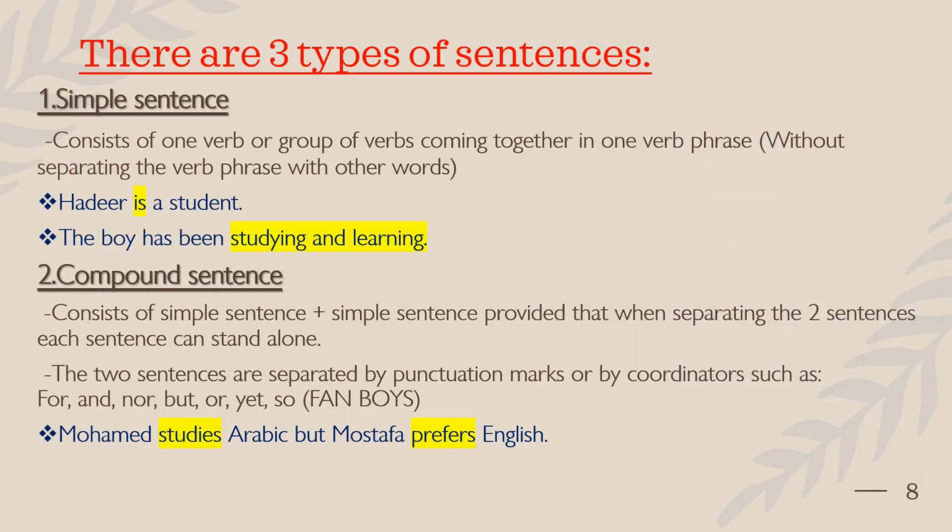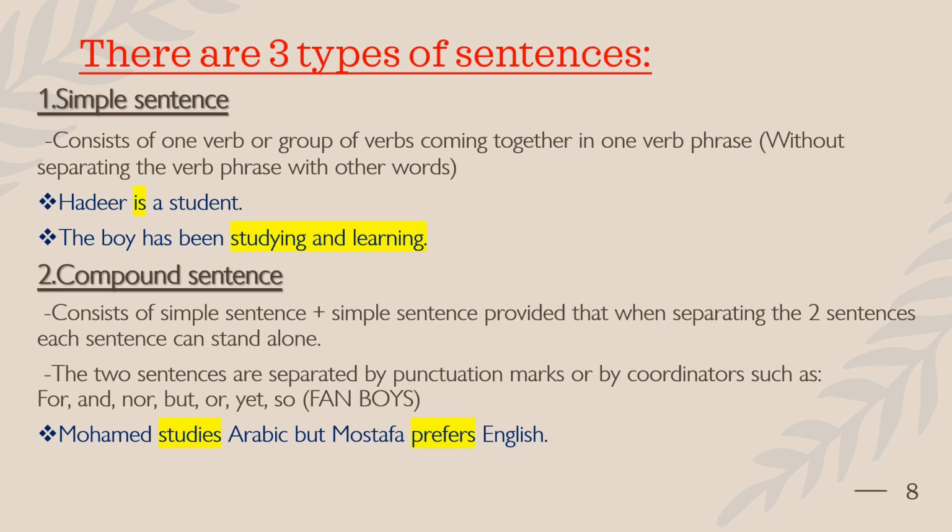There are three types of sentences: simple sentence, compound sentence, and complex sentence. A simple sentence consists of one verb or a group of verbs coming together in one verb phrase, without separating the verb phrase with other words. For example, Hadir is a student. "Is" here is the only verb in the sentence, so this sentence is considered a simple sentence. Another example is the boy has been studying and learning. Studying and learning are two verbs coming together in the same verb phrase without separating the two verbs with other words, so this sentence also is classified as a simple sentence.